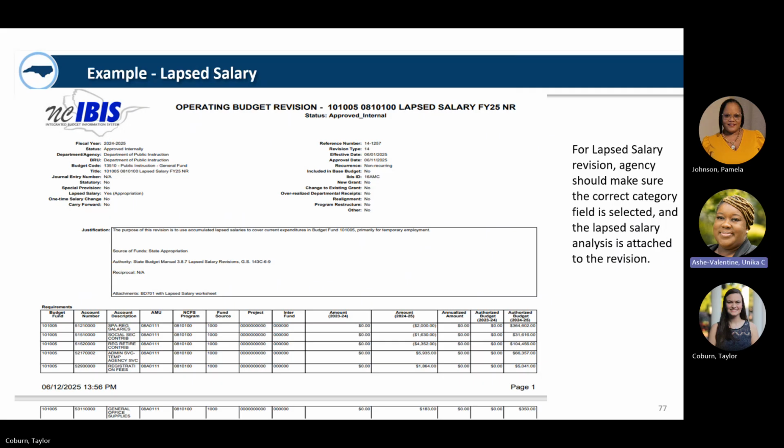Here's an example of a lapsed salary revision that is done on a non-recurring basis. The correct category is selected. They have the budget authority reference in the justification, and the 701 and analysis of the funds that are available to be budgeted is attached. So here's another example of a correct Type 14 lapsed salary revision.